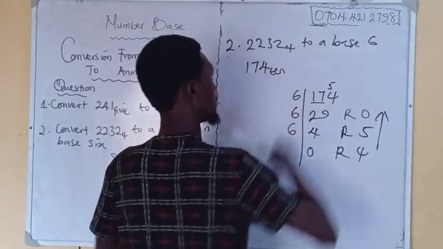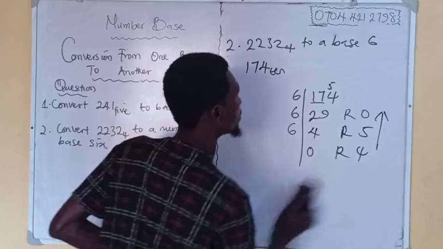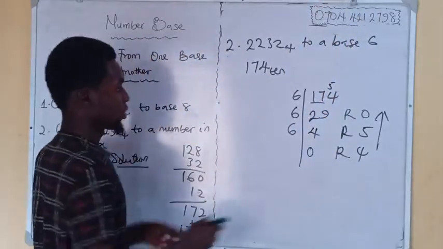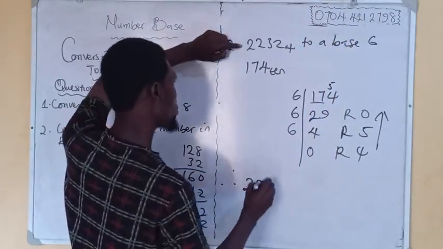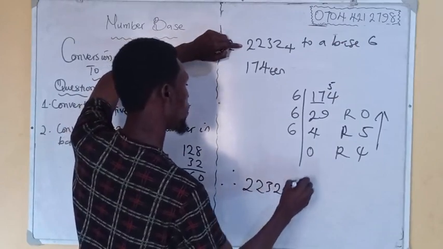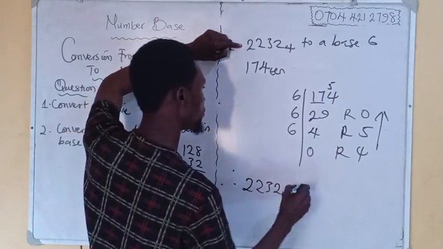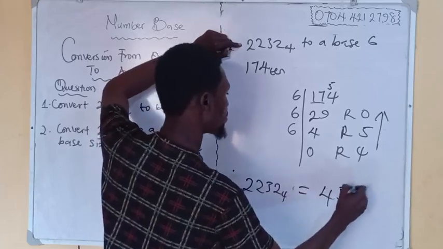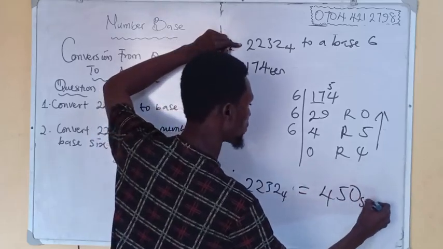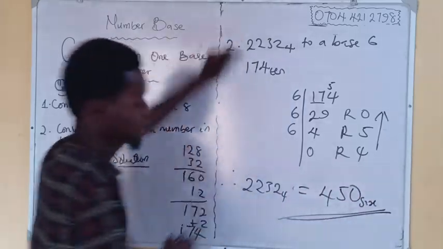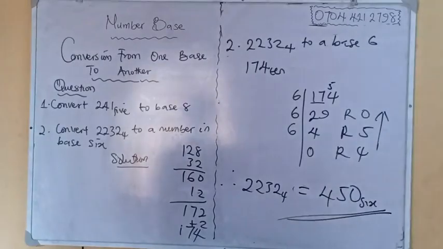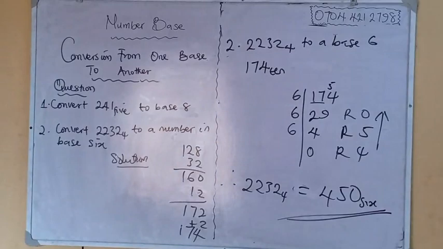So you write your answer. That is to say therefore your 2232 base 4 equals 450 base 6. That is your answer. All right, that is how we convert numbers from any given base to another base that is not base 10.